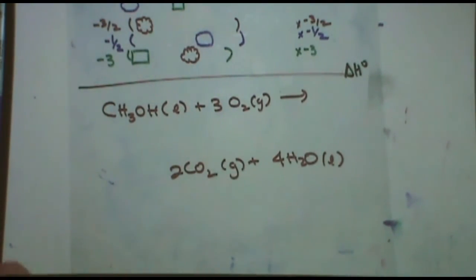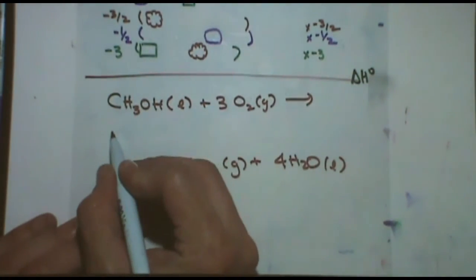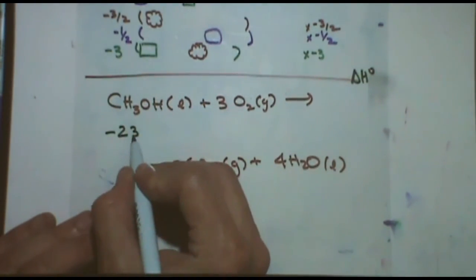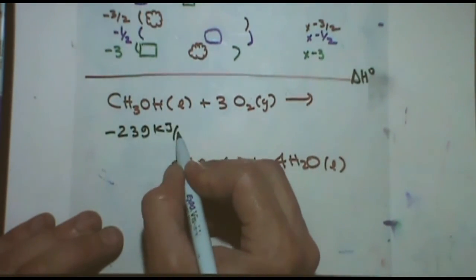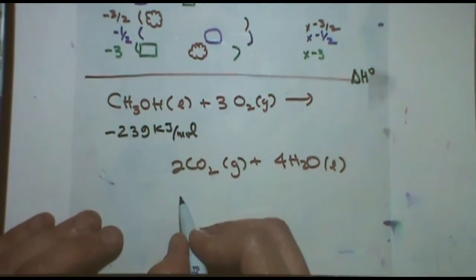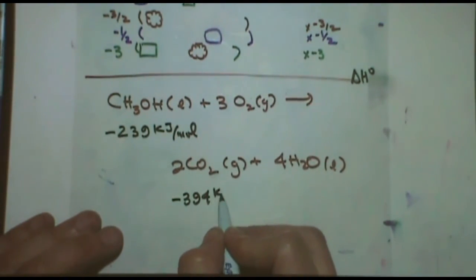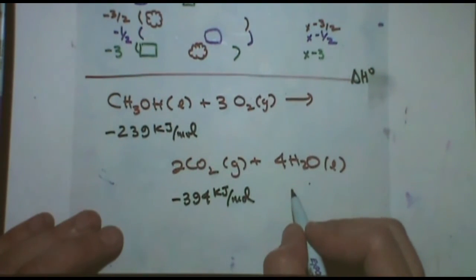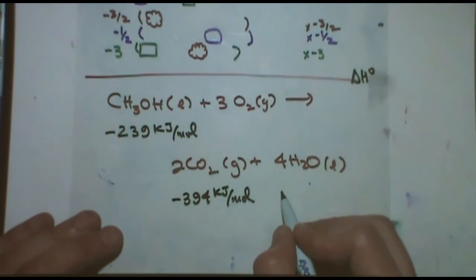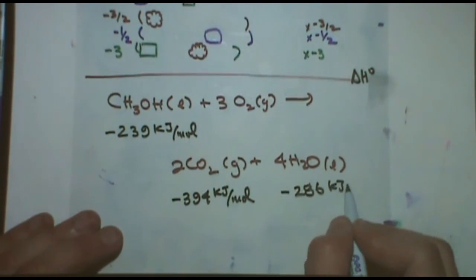Okay. So I'm going to do in black the things we're going to look up. Methanol we'll look up. So in black here, you're seeing everything we'll look up. This is in kilojoules per mole. We can look up the CO2. And we can look up the H2O. That was minus 286.